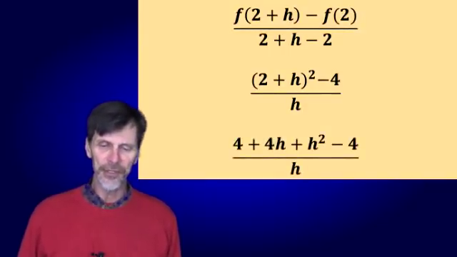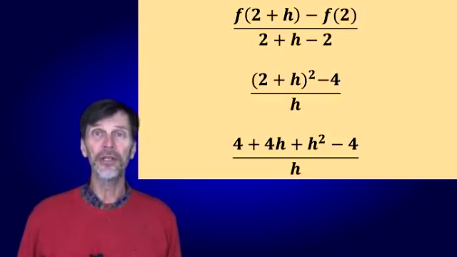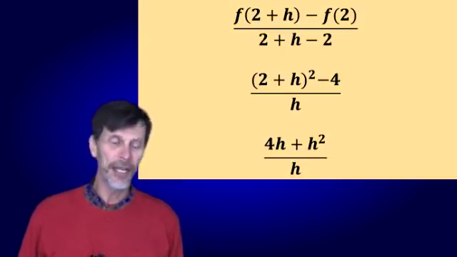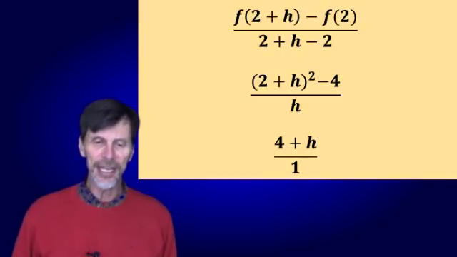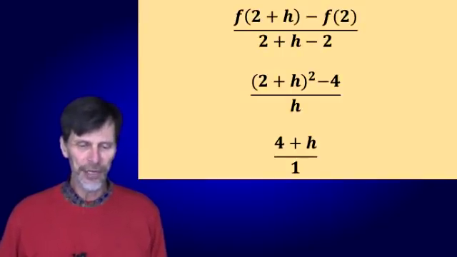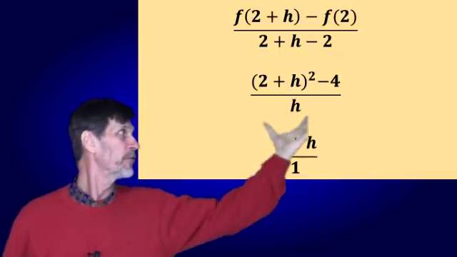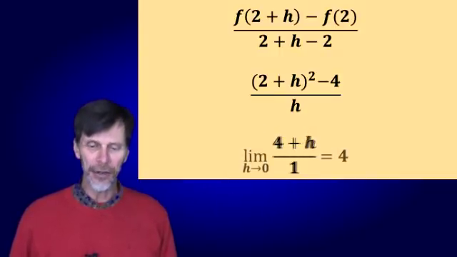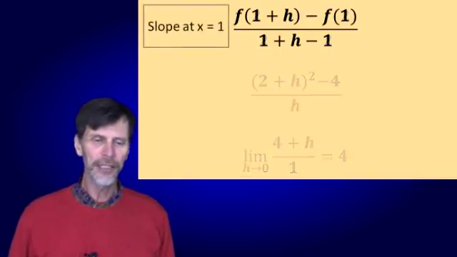4 plus 4h plus h squared. Notice the 4's subtract off. Notice each term now has an h in it. We'll cancel those h's, and we end up with 4 plus h over 1, or simply 4 plus h. There's the average rate of change. Now if I take that limit as h goes to 0, as I move those points closer and closer together, I can calculate that the slope at x equal to 2 is 4.